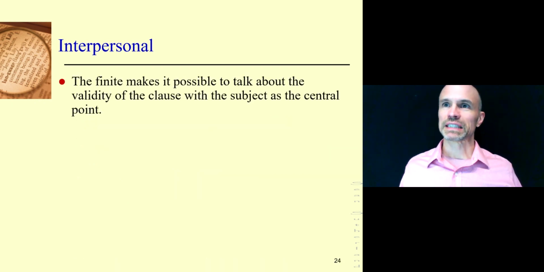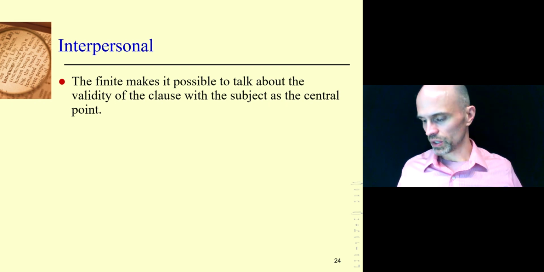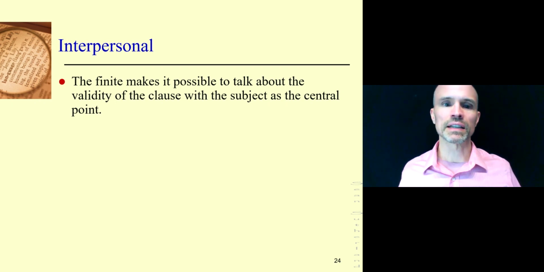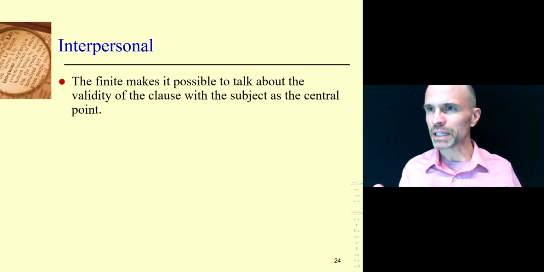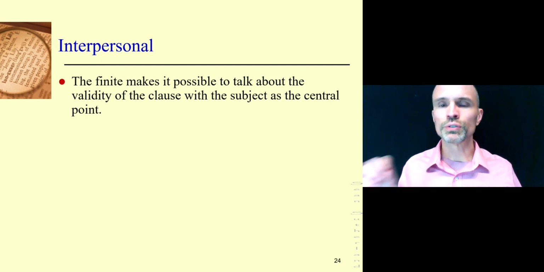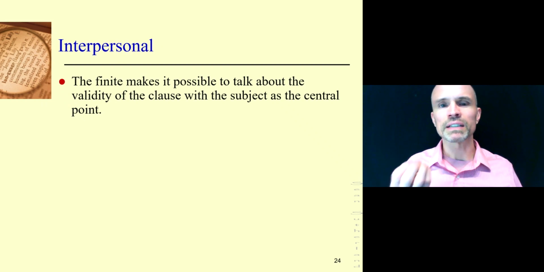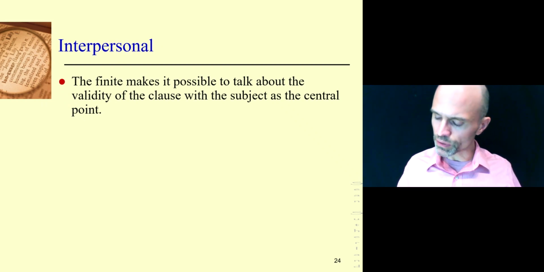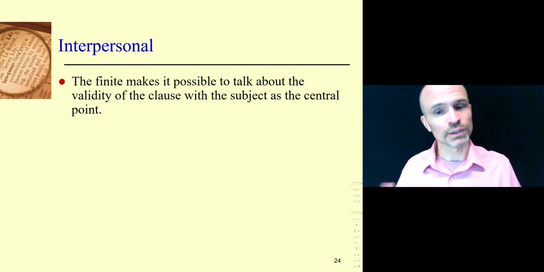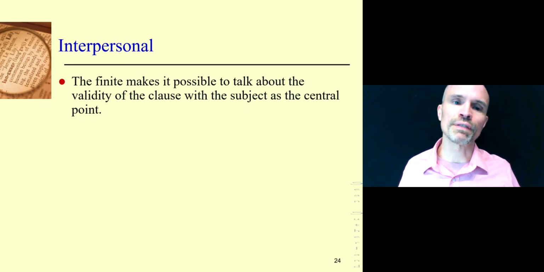Why should we care about this, right? As it says here, the finite makes it possible to talk about the validity of the clause. The validity, what does that mean? Coming, right? With the subject as the central point. When you make a clause, you choose a subject, she, running a hotel, these two points. You choose something to talk about. Then your clause continues by choosing a finite.